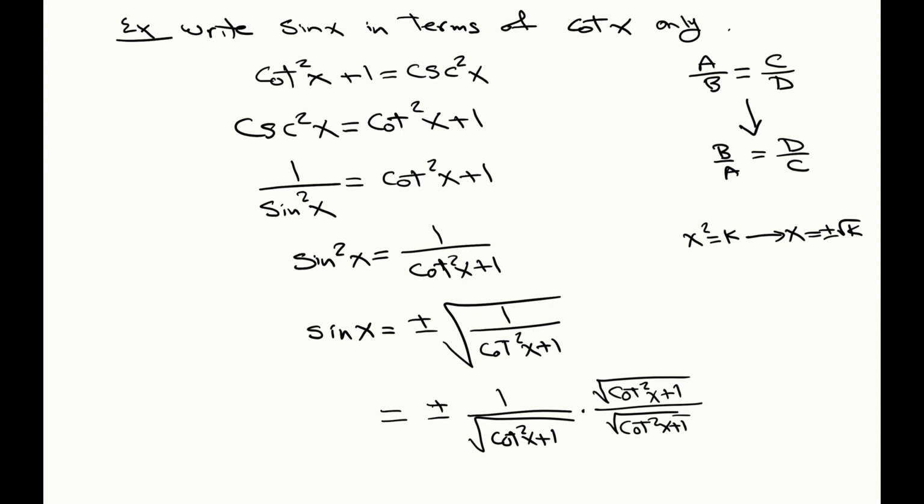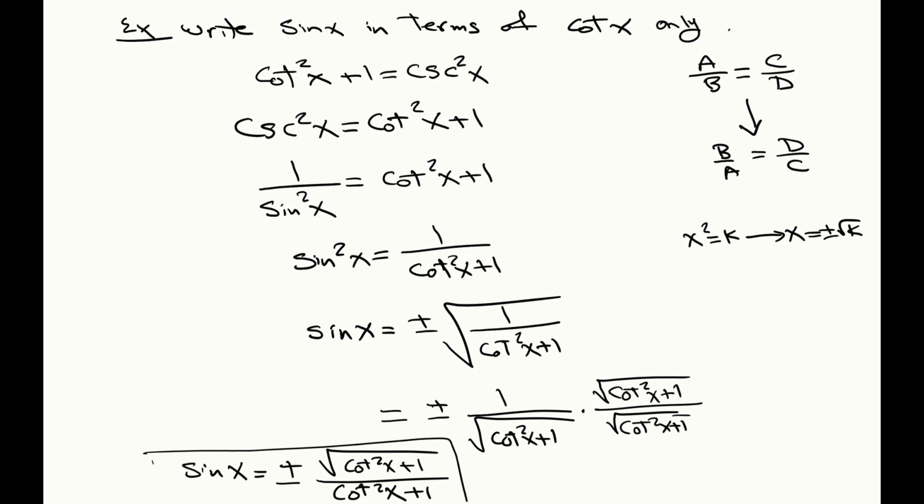So we can now say sine x equals plus or minus square root of cotangent squared x plus 1 over, we know that the square root of anything times itself will just give the radicand, so over cotangent squared of x plus 1. And here we have expressed sine x in terms of cotangent alone.